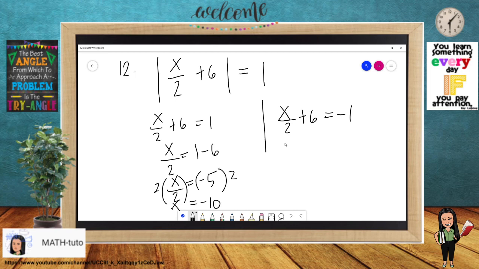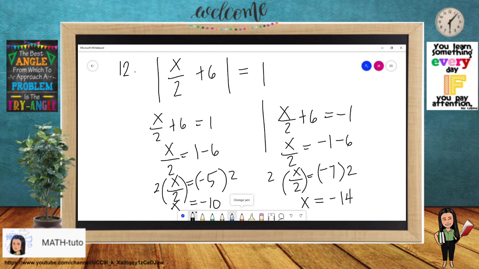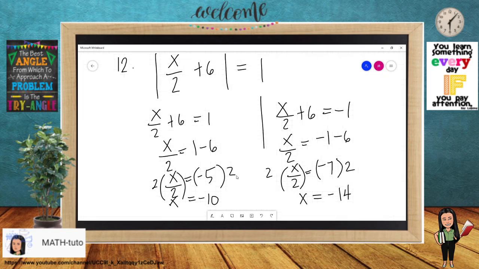On this side, x over 2 equal to negative 1 minus 6. X over 2 is equal to negative 7. Multiply both sides by 2. Okay, we have here x equal to negative 14. So, in this question, x is either equal to negative 10 or negative 14.